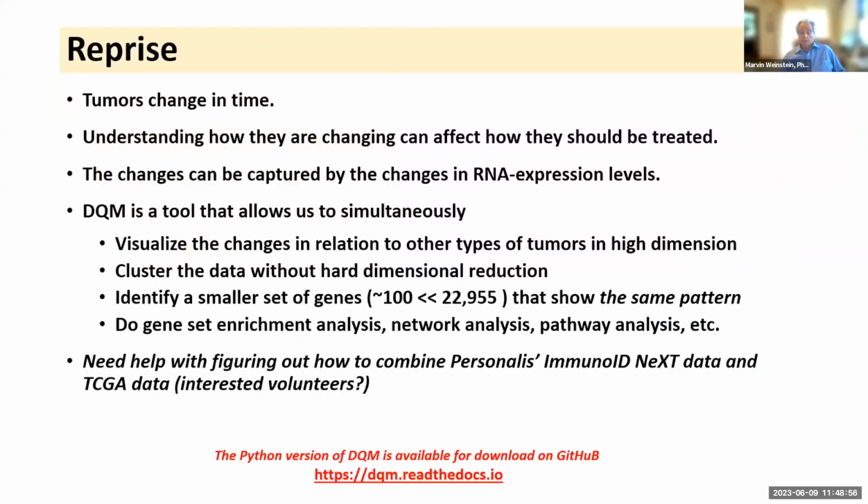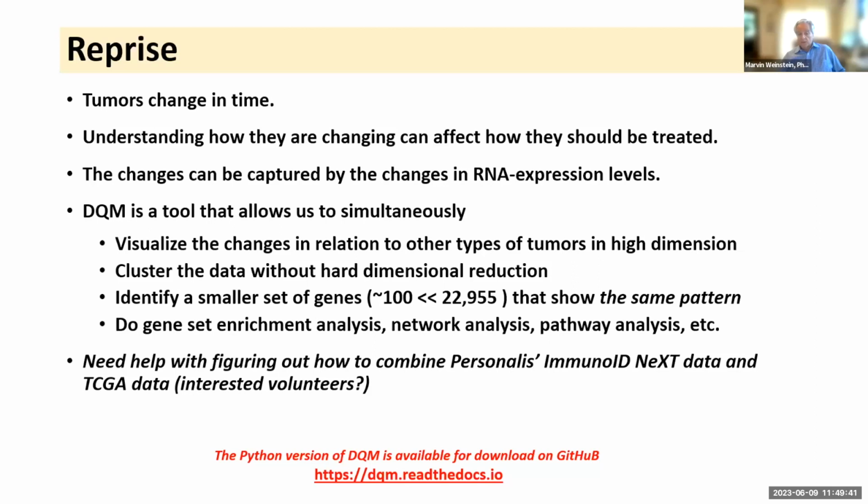So to summarize, what did I want to say? We know tumors change in time. We believe understanding how they're changing in time will affect the decisions about how they should be treated. These changes can be captured and mapped using DQM as an example by the changes in RNA expression levels for the biopsy tumor. And the DQM tool allows us to simultaneously visualize the changes of the tumor in relation to other tumors in high dimension. It can cluster all of the data without hard dimensional reduction to make these correspondences easier to understand.